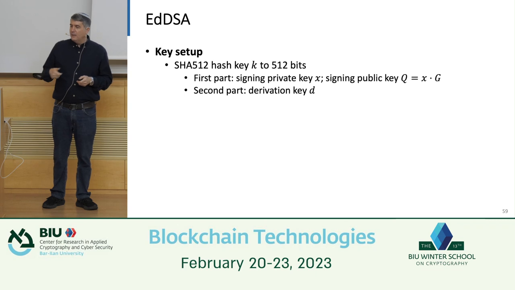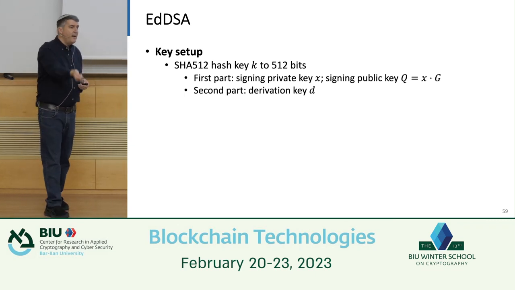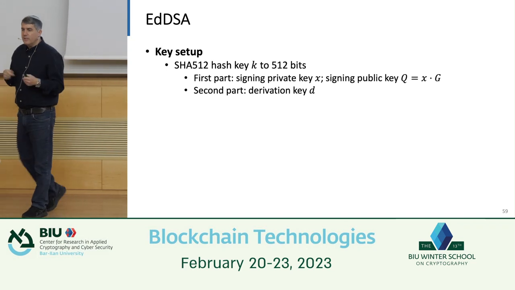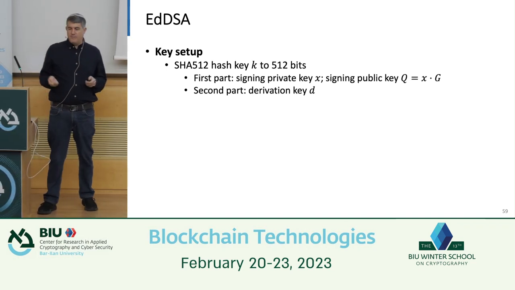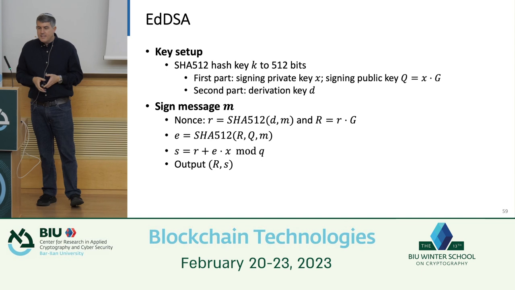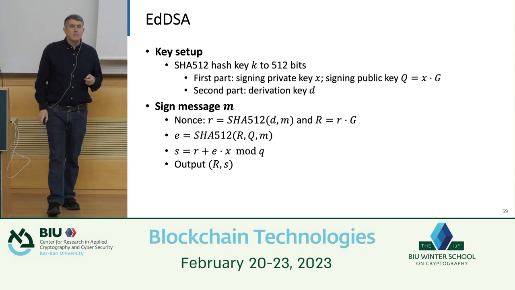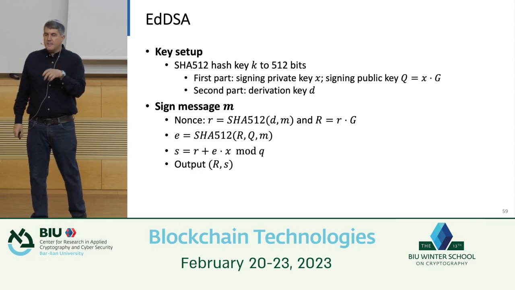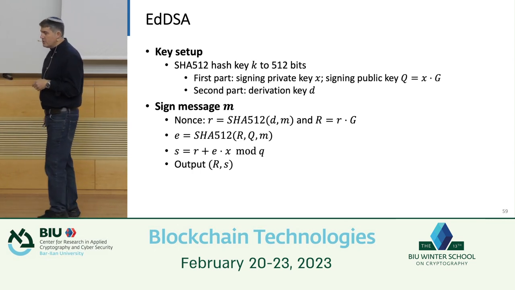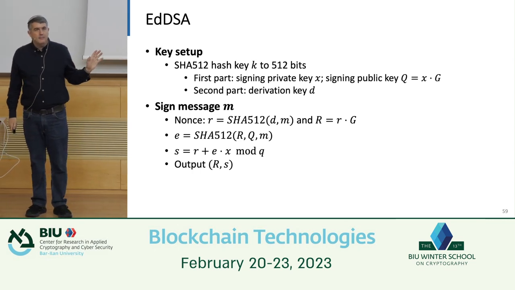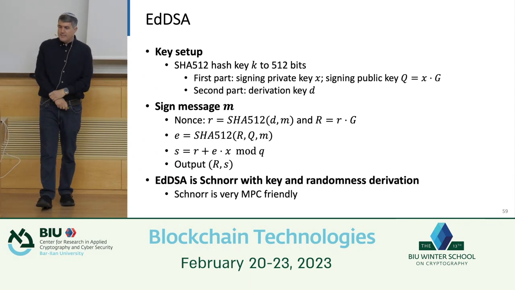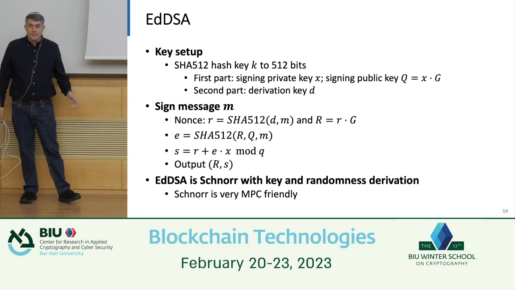The first part is what you'll actually use for the signing key, X, and the second part you'll use for a derivation key, we'll call it D, that's what you use to derive the randomness. When you sign a message, you generate the nonce by applying SHA-512 to the derivation key and the message, and then you'll generate a Schnorr signature. Okay? Good? Excellent. So EdDSA is Schnorr with key and randomness derivation.